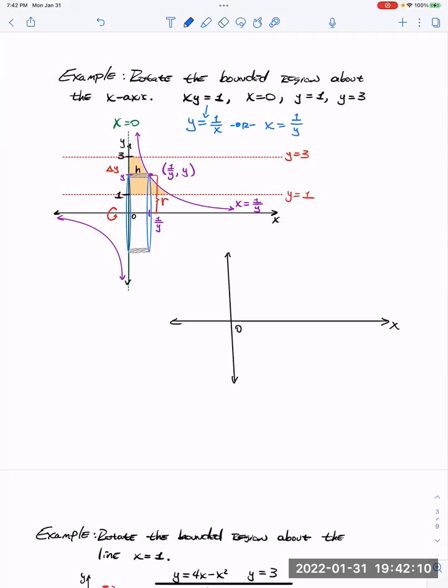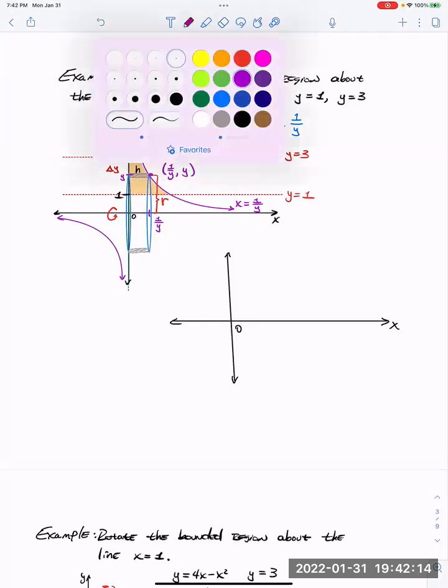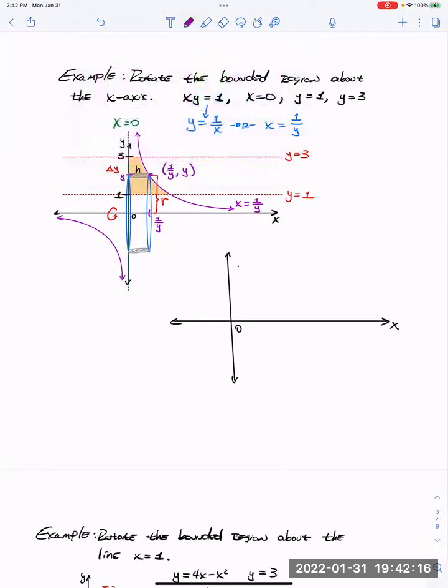But remember, the graph of 1 over x, we should know what that looks like. It's like I drew it in purple here. Some people call this the butterfly. It looks like this and like this, right? So this is the graph of y equals 1 over x, but it's the same as x equals 1 over y, but that's that graph there.